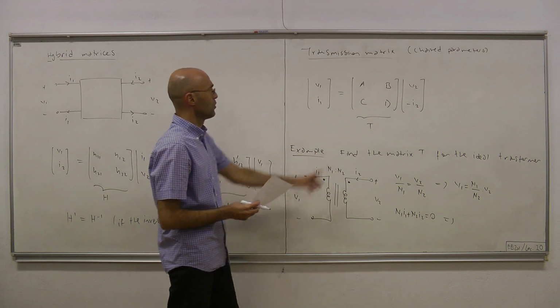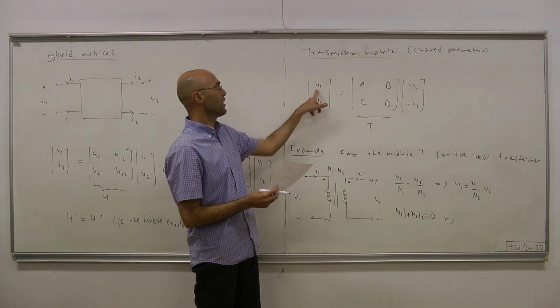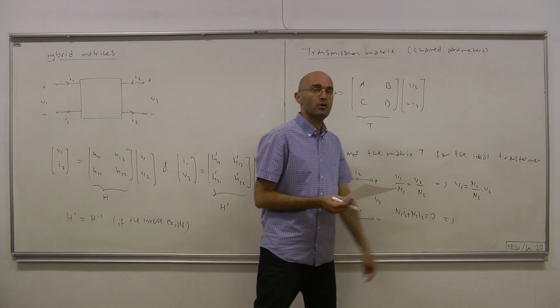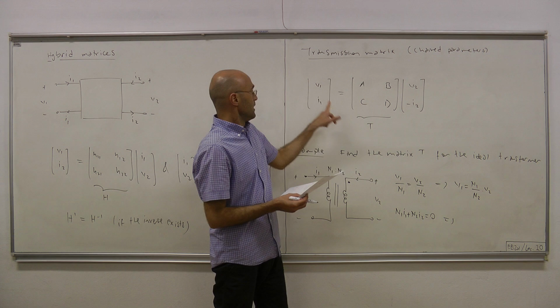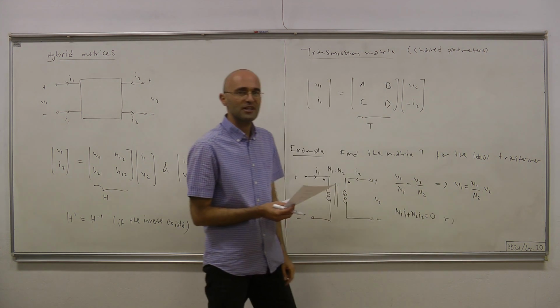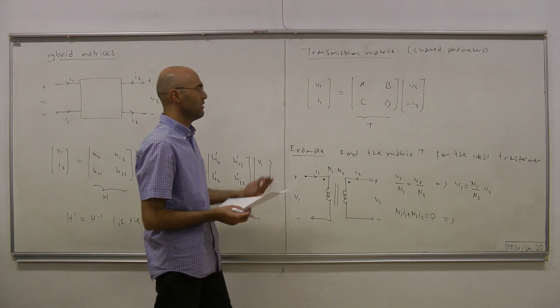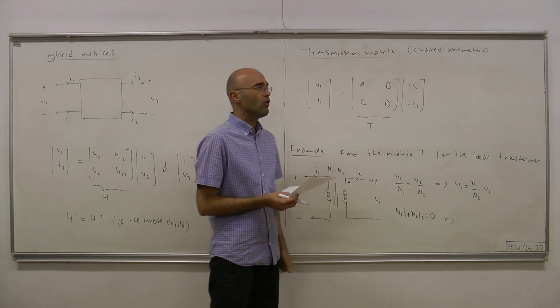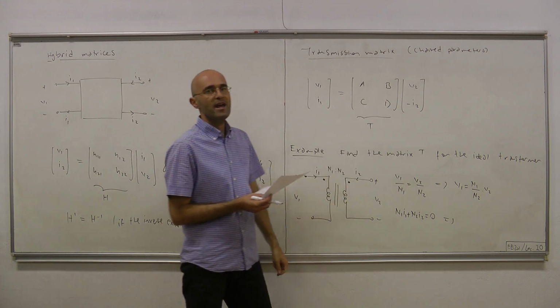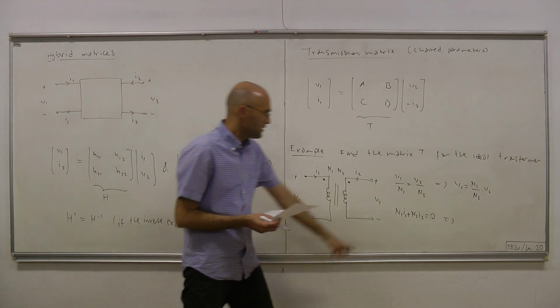Now, the voltage equation gives us the following: V1 equals N1 over N2 times V2. So we were able to express V1 in terms of V2 and I2. In fact, V1 doesn't depend on I2. So what we have is V1 equals this thing times V2 plus 0 times minus I2. Therefore, the first row of the transmission matrix must be N1 over N2 for A and 0 for B.